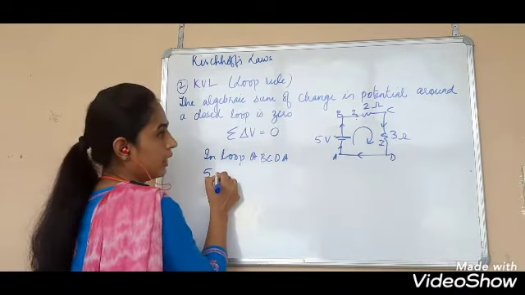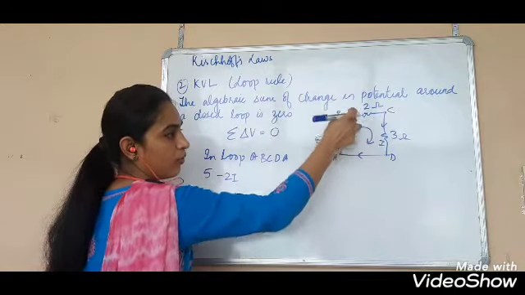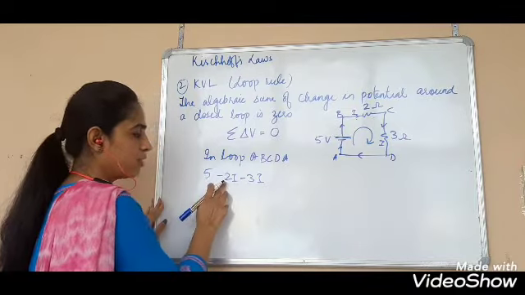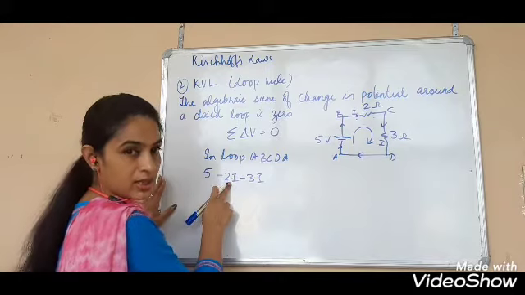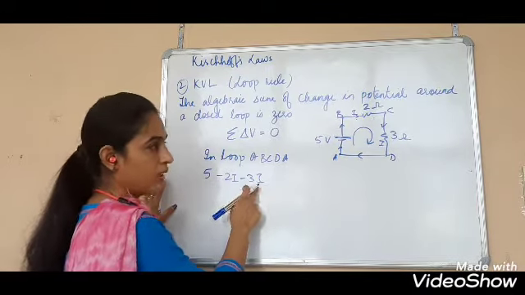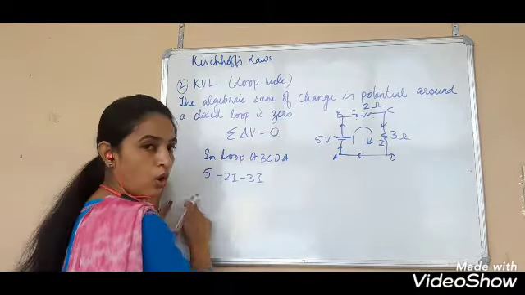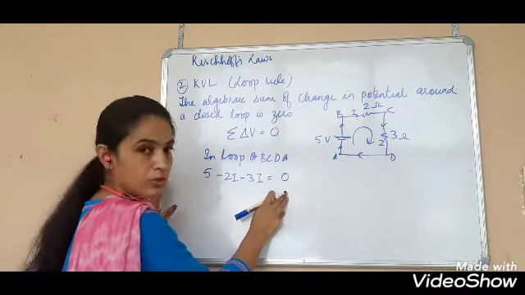So that is minus 2I. Again we are going from higher to lower, minus 3I. V is equal to I into R. So this is one V, this is one change in potential, this is one change in potential. No more resistors or cells are there, so we've considered all the potential drops in the circuit. This total sum is equal to 0.